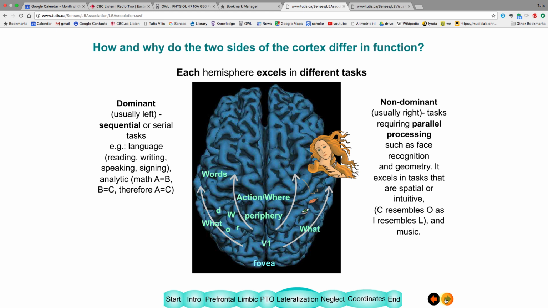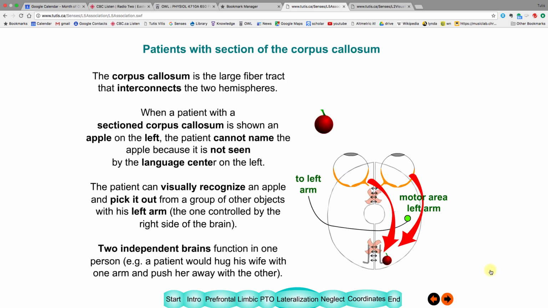It's also good in things like geometry, when one looks at triangles and sees that this triangle is similar to that triangle because it has the same angles, in spite of the fact that one is smaller and the other is larger, or when it's turned some way. And you can see that an I resembles an L, and a C resembles an O. And that also seems to be very important for music, or at least parts of music.